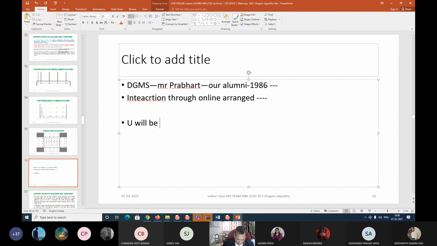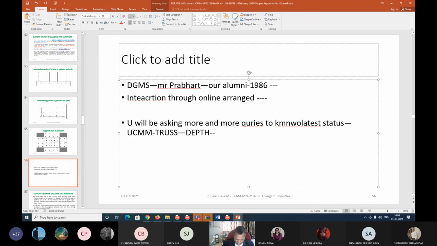I am sure you will be asking more and more queries to know the latest status of our underground coal mining method. And already I told you about the white knot truss and depths greater than 1 kilometer, what we are planning for.